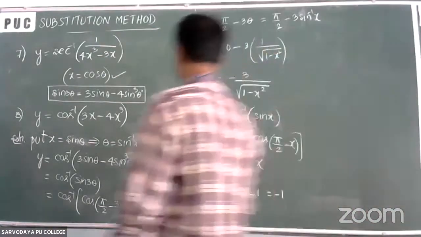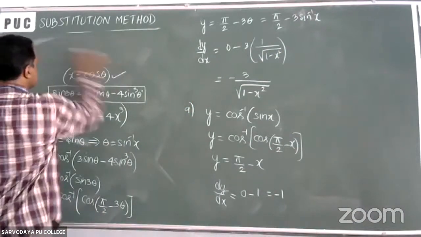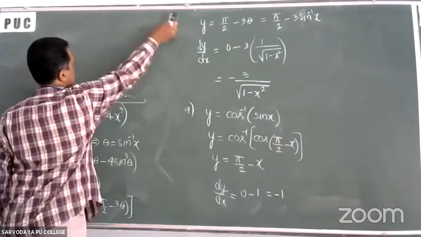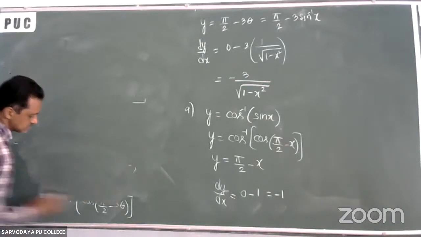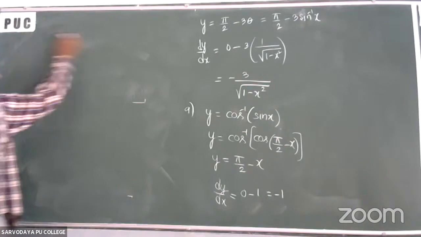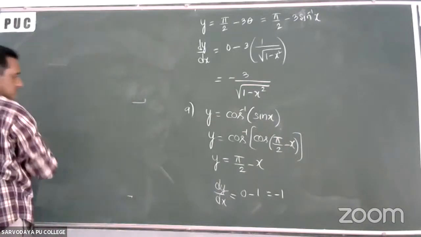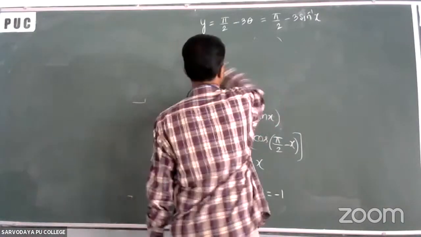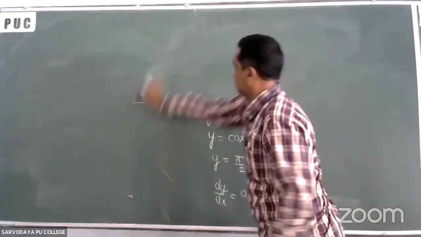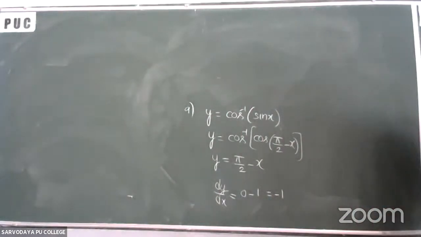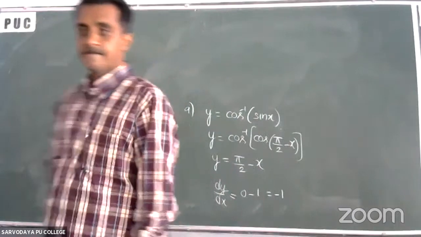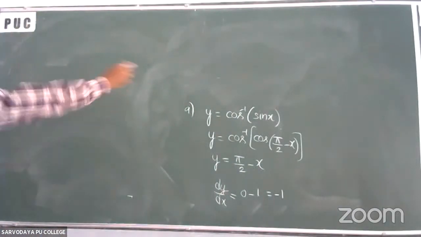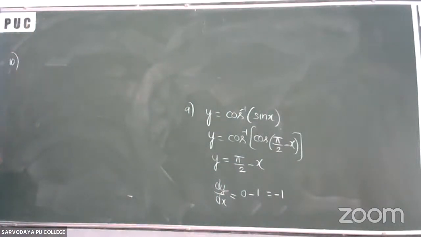Is it okay? Is it clear? Last problem. We can ask this for one mark. Right, minus 1 is the right answer. Next one, the 10th one, the last one in this.